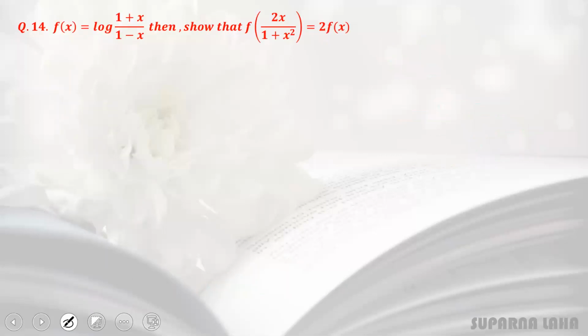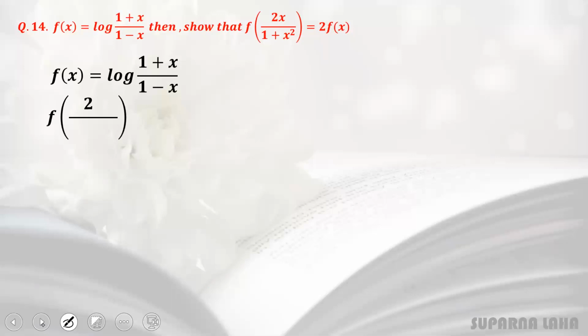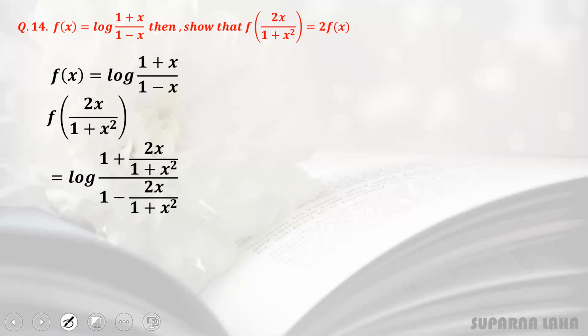F of x is equal to log of 1 plus x by 1 minus x. Then you need to show that f of 2x by 1 plus x square equals 2f of x. Clear? So in the place of x, just put 2x by 1 plus x square. So you will find log of 1 plus 2x by 1 plus x square, by 1 minus 2x by 1 plus x square. Clear? Now if I simplify this one, just take the LCM in the numerator and denominator.